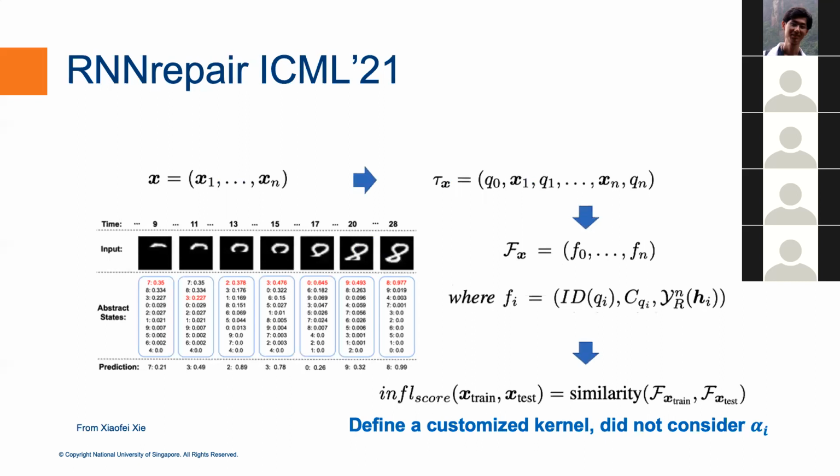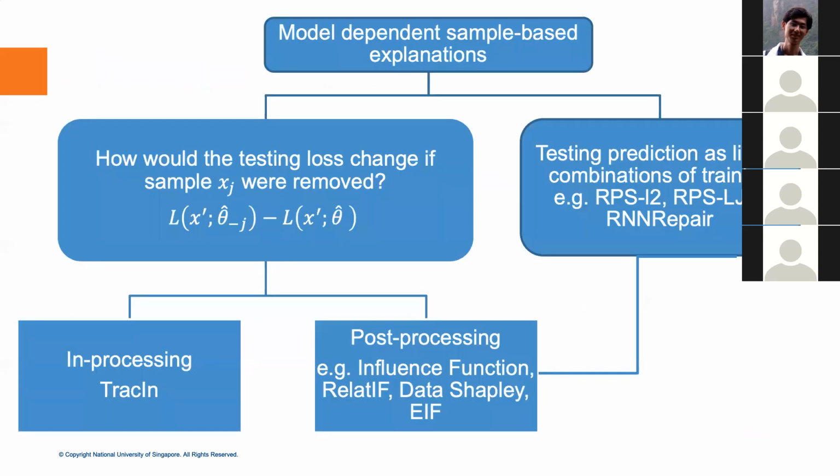And this is the work presented in last week's workshop. Basically, they define a customized kernel to measure the similarity between two sequences, right? But they did not consider the alpha I. So this is the taxonomy. And because of RPS LJE, it built a link from this branch to the inference function branch.